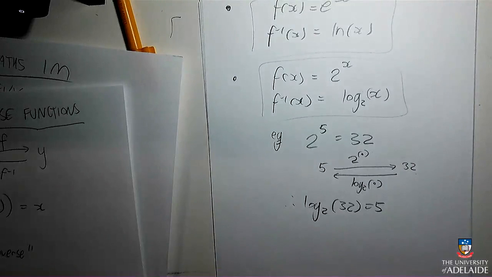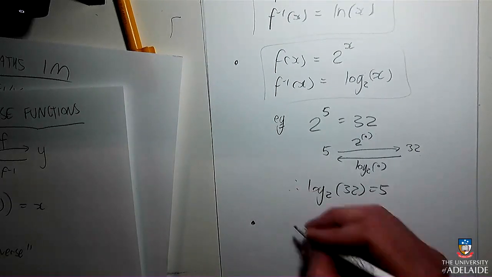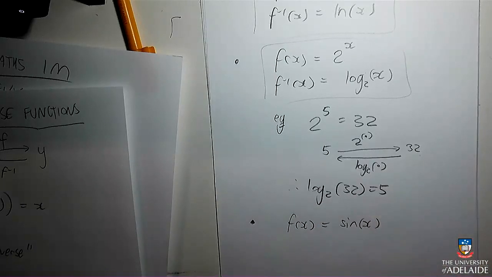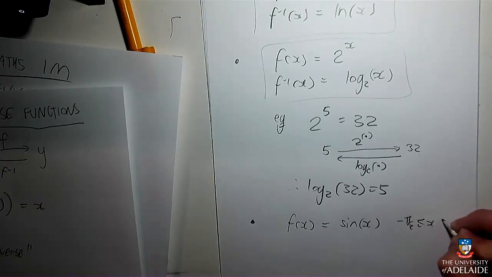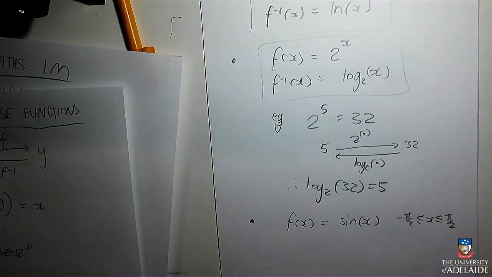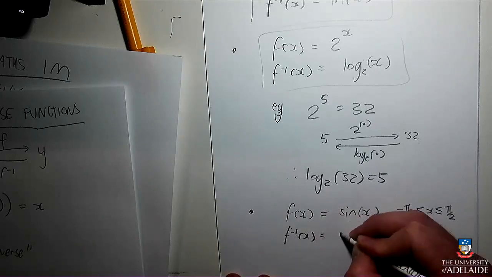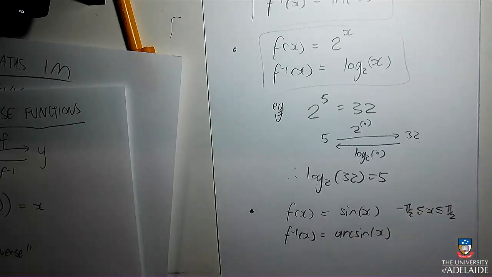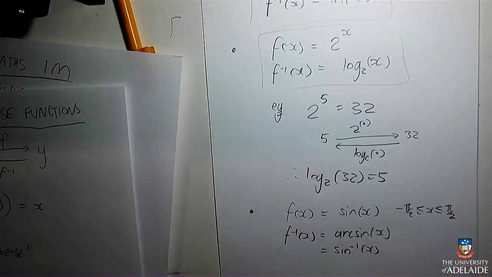Okay. And the classic inverses of the trig functions: if f of x is sine x, as long as x is between minus pi on 2 and plus pi on 2, then f inverse of x is called, here in this course, they call it arcsine. Yep. But on your calculator it's just called sine inverse. Yeah.